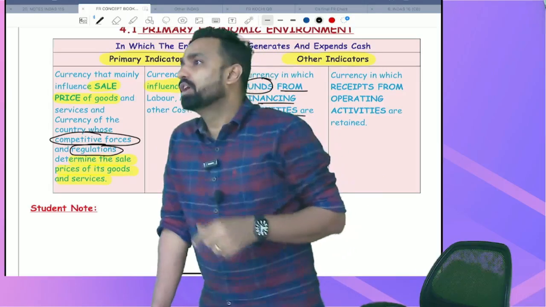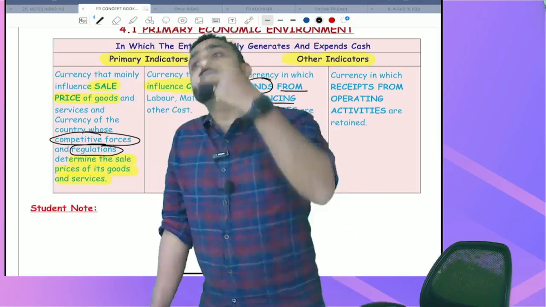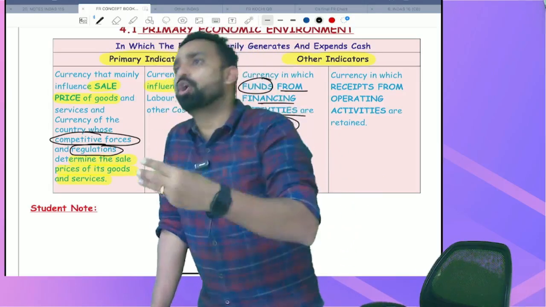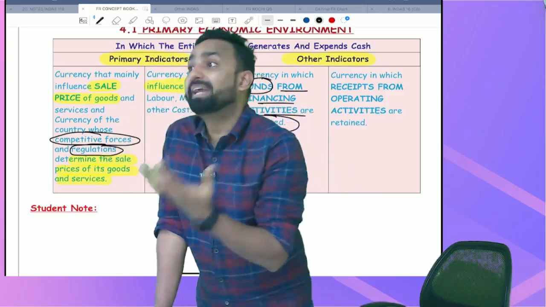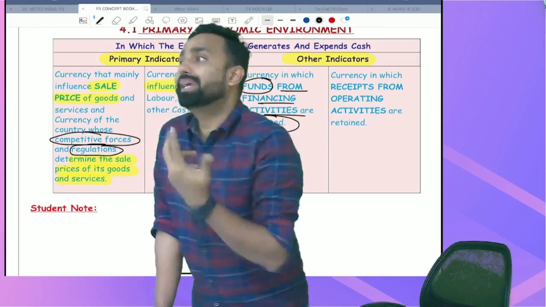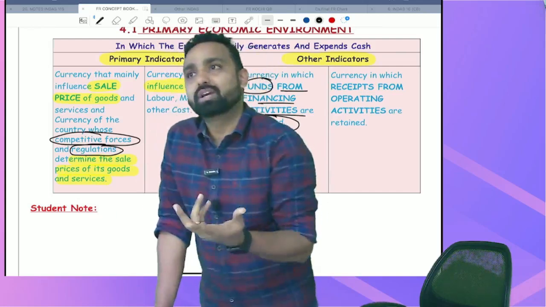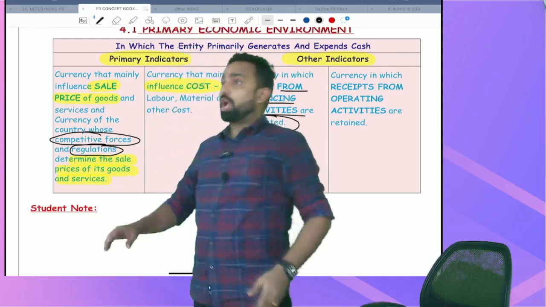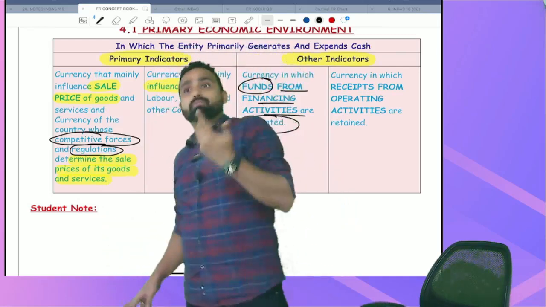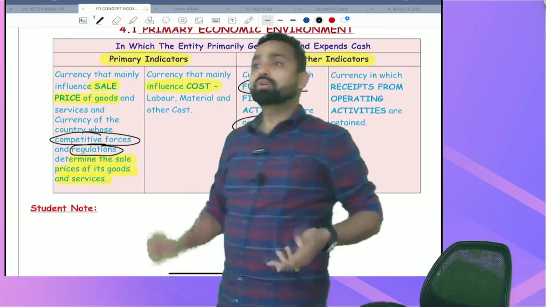Guys, understood or not? If you are confused in the first two indicators, you have the option to check the third one and the fourth one. What is the third one? Borrowings. Major borrowing from which country? Major borrowing in which currency? Then decide. If you are still confused, suppose sir, I have 50% borrowing in dollar and 50% borrowing in India. Now go to the fourth one.